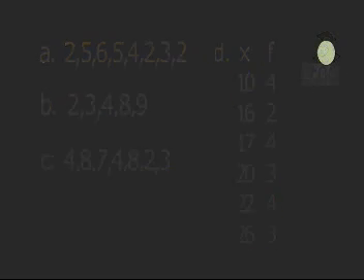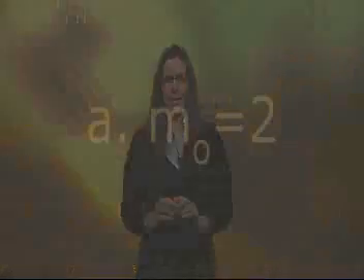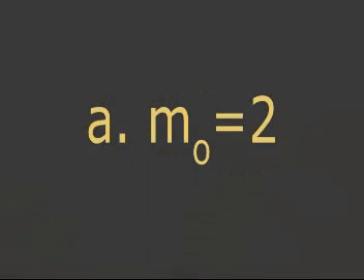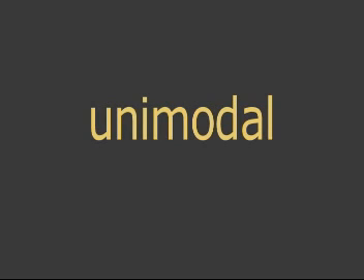Time's up. Let's get back to our lesson. Welcome back, students. In the first question, the most frequent value is 2. The mode is 2. This data has only one mode and is called unimodal.